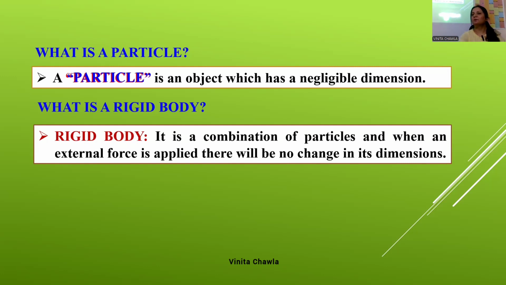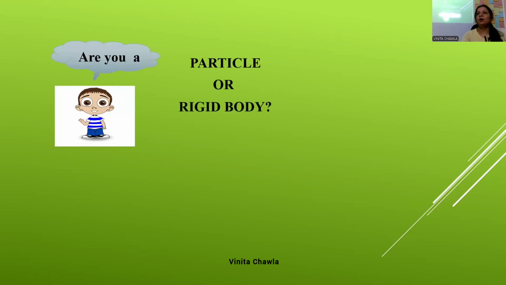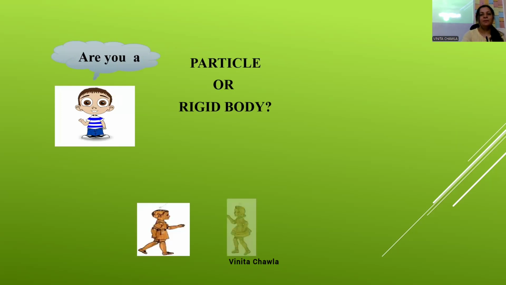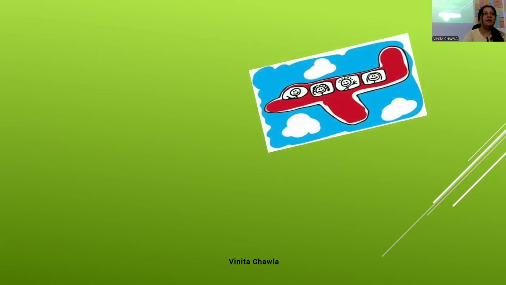Should I move to the next slide? So, are you a particle or a rigid body? This is a rigid body. See, if the relative distance between two objects is less, then they are considered as body. Relative distance is the distance between the two objects, we say. Okay. And if the relative distance is greater, then we consider that object as particle.